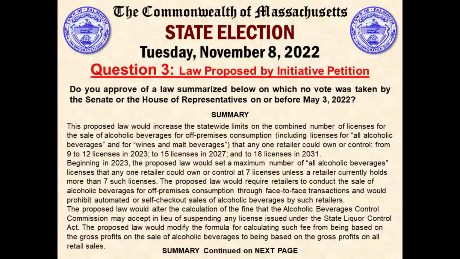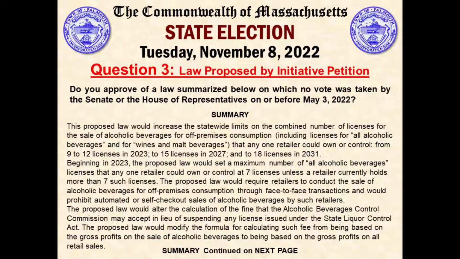in 2031. Beginning in 2023, the proposed law would set a maximum number of all alcoholic beverages licenses that any one retailer could own or control at 7 licenses, unless a retailer currently holds more than 7 such licenses. The proposed law would require retailers to conduct the sale of alcoholic beverages for off-premises consumption through face-to-face transactions, and would prohibit automated or self-checkout sales of alcoholic beverages by such retailers.